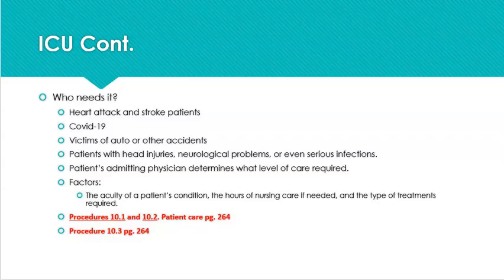So there are different factors as far as the conditions, the hours of nursing care if needed, and the type of treatments required. So again, make sure you look at those procedures. But obviously the general overall goal of treatment for patients in the ICU is to minimize or prevent the adverse effects of inactivity and immobility and help the patient become more functionally independent. So, for example, a progression described in 10.3 is if the patient is in the ICU.